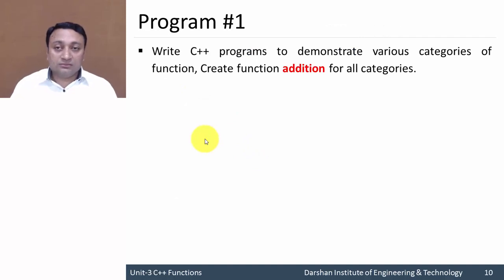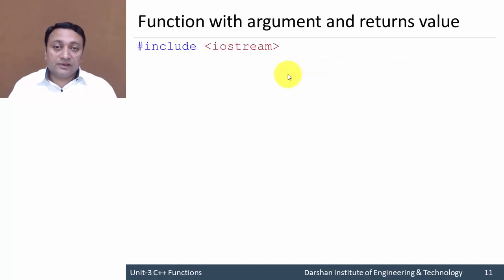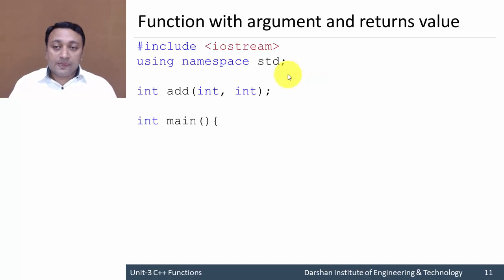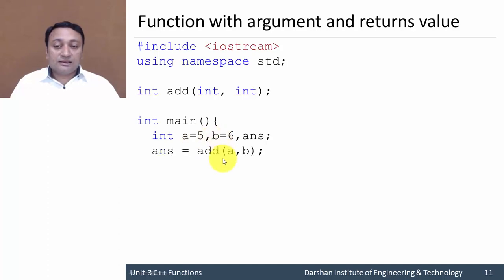So let us check all categories with a common program. Suppose we want to create function addition with all categories, addition of two numbers. So here is the first category, function with argument and returns value. I have given the name as add. So the add function is declared. It will take two arguments of type integer and returns integer, because here the category is function with argument and returns value. I have initialized variable a as 5, b as 6.